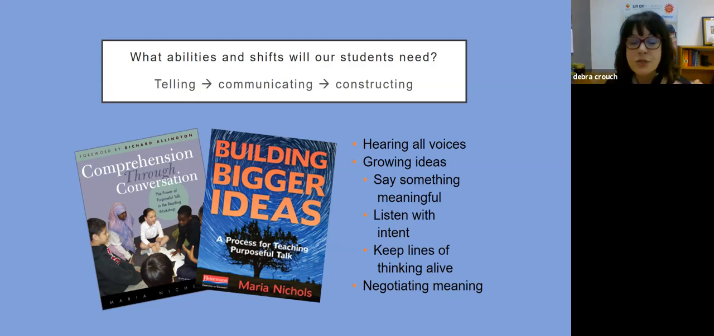Then we move into growing ideas and thinking about how we support kids to say something meaningful, how we support listening with intent, which is always one of the biggest challenges, to support kids to take ideas from other people, and not just kids, that's all of us adults as well, so that we can keep a line of thinking alive. We can explore an idea as it comes onto the table. And then negotiating our way to meaning.